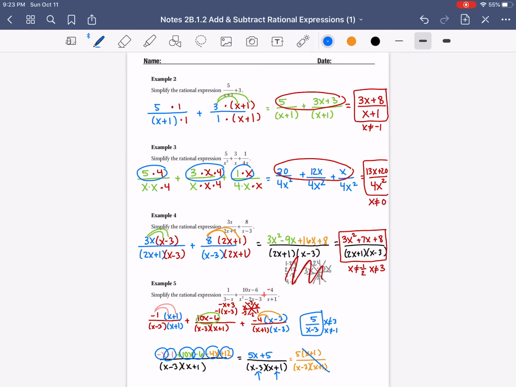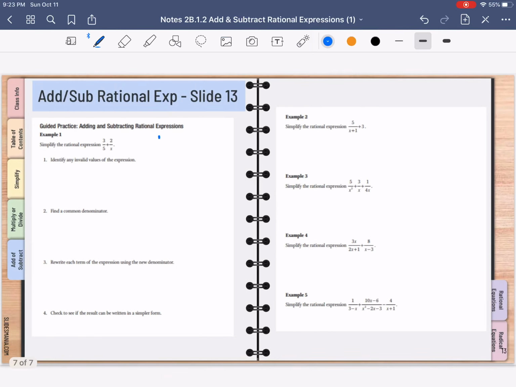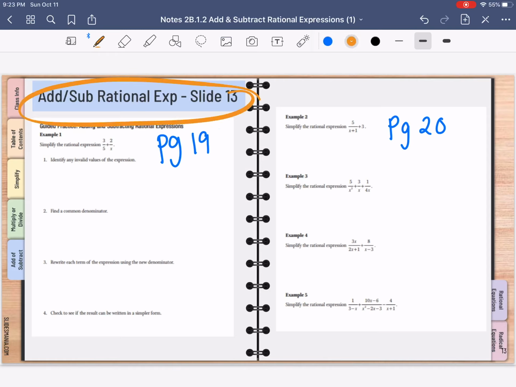All right, so let's get these notes into our digital notebook. The notes part that we took goes on slide 12. We only had a little bit of notes that we wrote down. And then page 19 goes on slide 13 on the left, and page 20 goes on slide 13 on the right. If you forgot to put in your table of contents, that's what the title is, okay? Add, subtract, rational expressions.